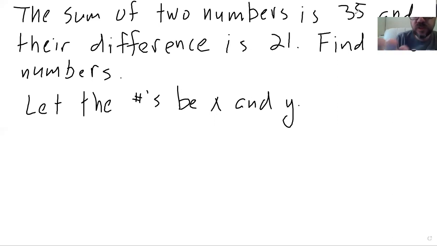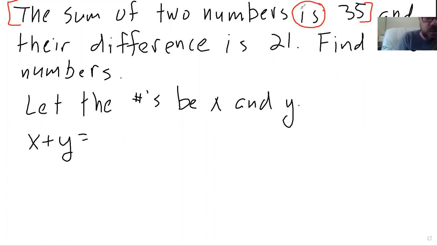So, the sum of two numbers is 35. When I see this, I hope you noticed very specifically the word "is." That is telling me that that is an equal sign, right? And so the left side of the word "is," the sum of two numbers, is one side of my equal sign, and the right side, 35, is the other one. That gives me this equation: x plus y is 35.